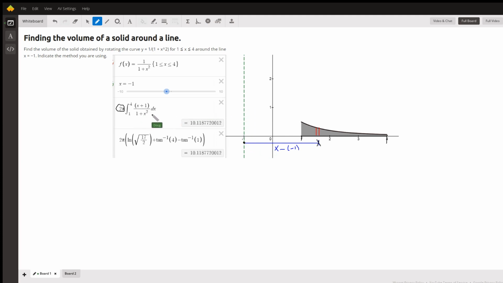And 1 over 1 plus x squared is the height of the shell. That height right there. So that's what we want to evaluate. There, that looks like it's the answer. Here's an exact answer. Looks like it matches. The question is, how did I get from here to here?